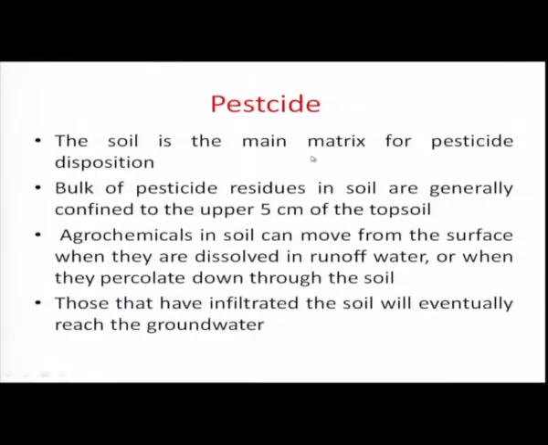So the soil is a main matrix for pesticides, and pesticide contamination is always analyzed in soil too, as a soil residue. The bulk of the pesticide residues in soil are generally confined to the upper 5 centimeters of the topsoil. They may not move much below this, and usually they will be confined to the top layer of the soil. Agrochemicals in soil can move from the surface when they are dissolved and run off with water, or when they percolate down through the soil. Those that have infiltrated the soil will eventually reach the groundwater and contaminate it too.